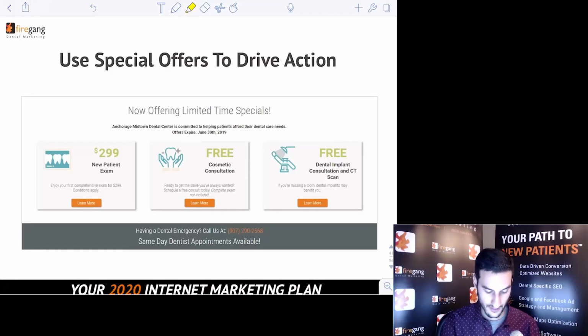So for example, if I'm going to run a $299 new patient exam, I probably don't want to do that if there's another practice in the area that's running a $99 new patient exam. It might not be the best thing to do because that other practice might get all the business.